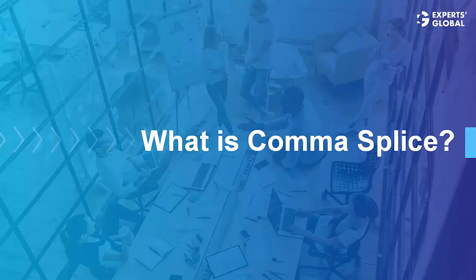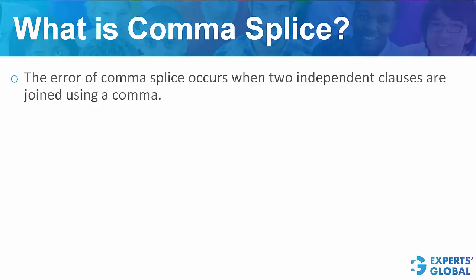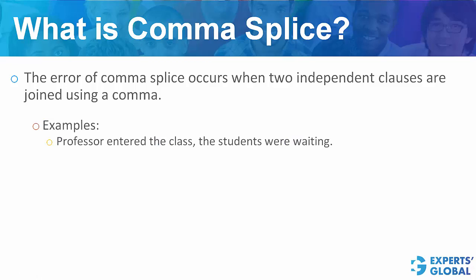What is comma splice? The error of comma splice occurs when two independent clauses are joined using a comma. Comma is considered too weak a punctuation to join two independent clauses. Some examples: the same sentence, "Professor entered the class, the students were waiting." You see, these are two independent thoughts that can quite stand alone. "Professor entered the class" is a sentence in itself, it's an independent clause. "The students were waiting" is also an independent clause. The two cannot be joined through a comma, so this sentence suffers with the error of comma splice.